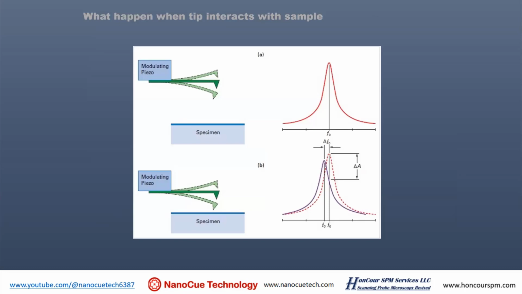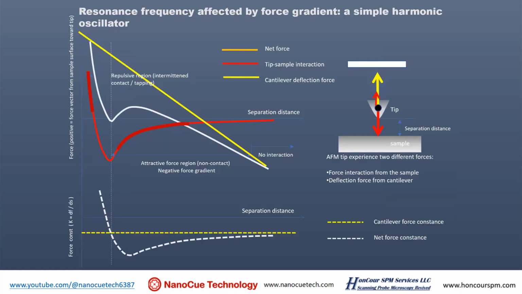So it's going to go lower and then shift to the left. But in reality, it's not that simple again, because other than damping, the sample is also experiencing an attractive force to the tip. Let's take a look at this attractive force, repulsive force curve. Look at the red lines.